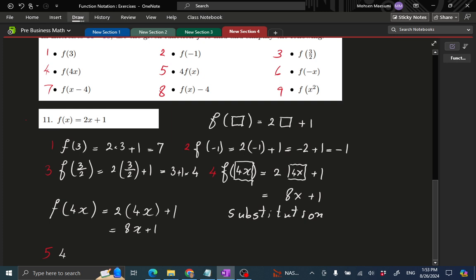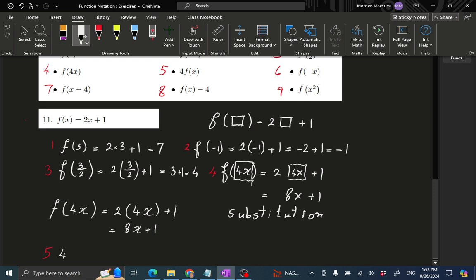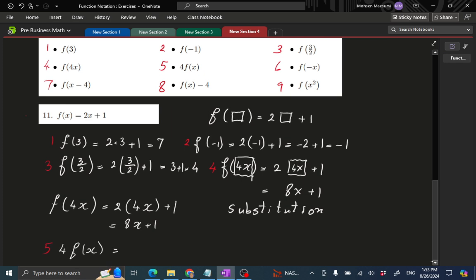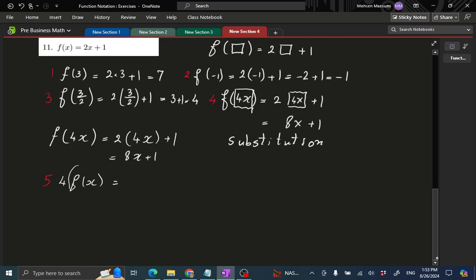So in 5, it says 4f of x. Of course, they're kind of warning us by putting a banana peel in front of it. There's a 4 inside, this is a 4 outside. It makes all the difference. Where is that 4 showing up? How are we deciphering this? Here, f of x has to be calculated, which we know how it's calculated, and then has to be quadrupled. It is 4 times whatever f of x was.